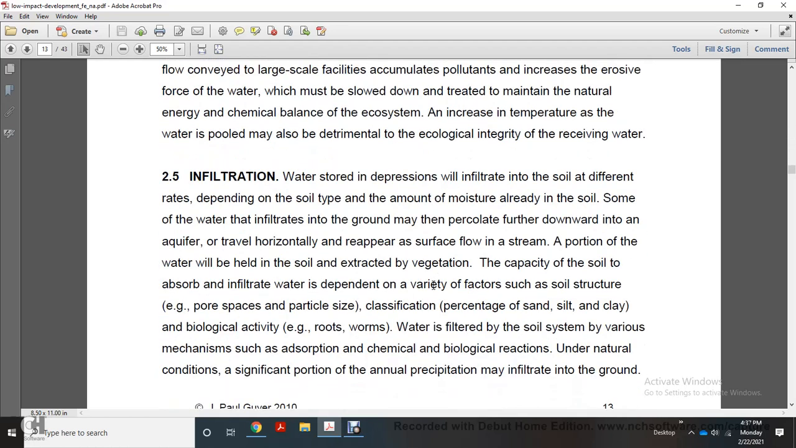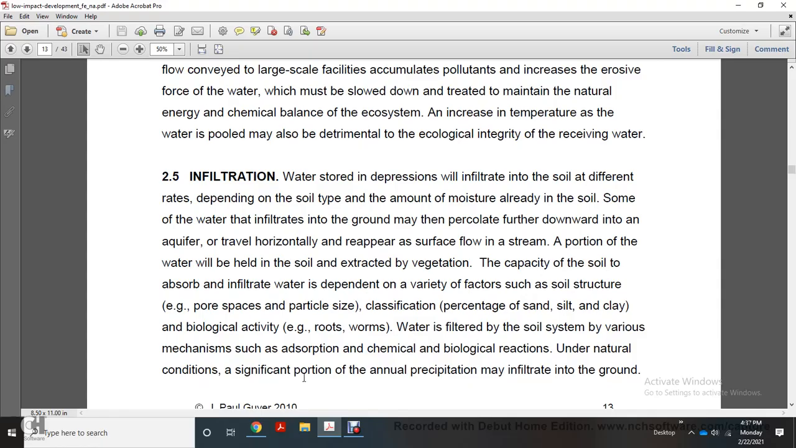Infiltration. Water stored in the depression infiltrates the soil at different rates depending on the soil type and the amount of moisture already in the soil. Some of the water that infiltrates into the ground may then percolate further downward into the aquifer, or travel horizontally and reappear as surface flow in the stream. Another portion of the water will be held in the soil and extracted by vegetation. The capacity of the soil to absorb infiltrated water depends on a variety of factors such as soil structure, pore space, particle size, classification and percentage of sand, silt, and clay, and biological activity of roots and worms. Water is treated by the soil system through various mechanisms of absorption and biochemical and biological reactions.